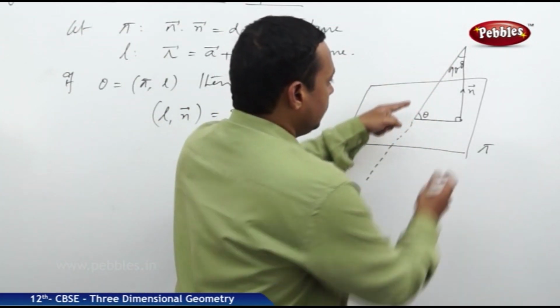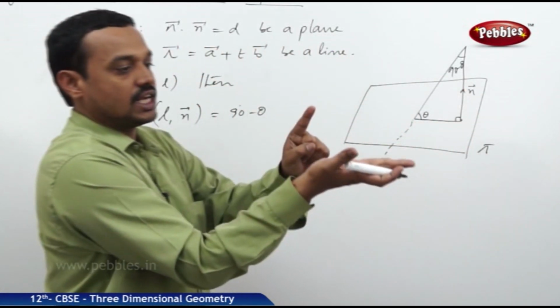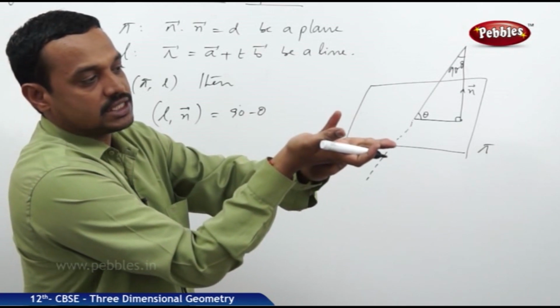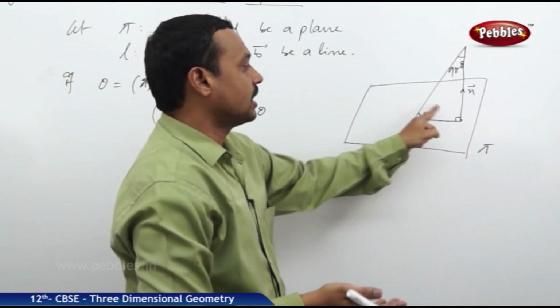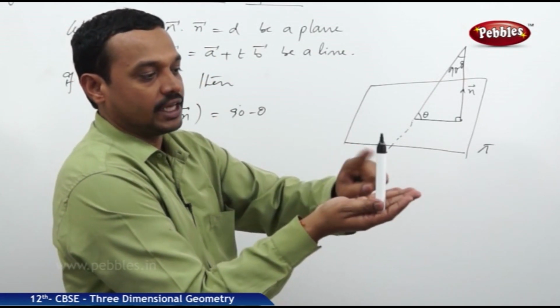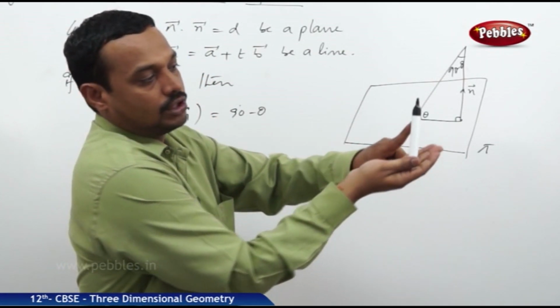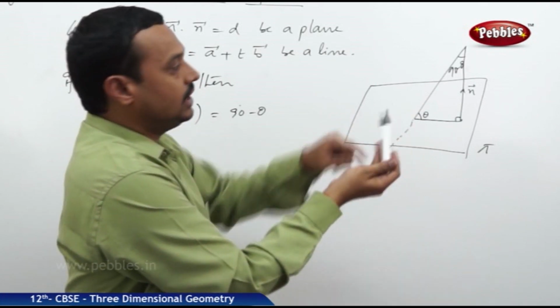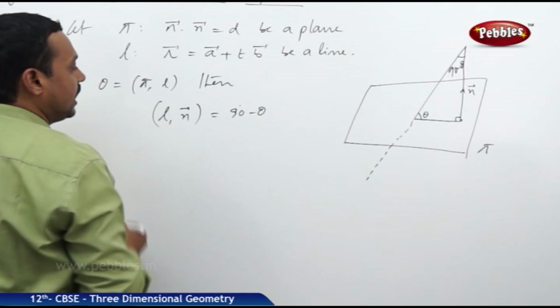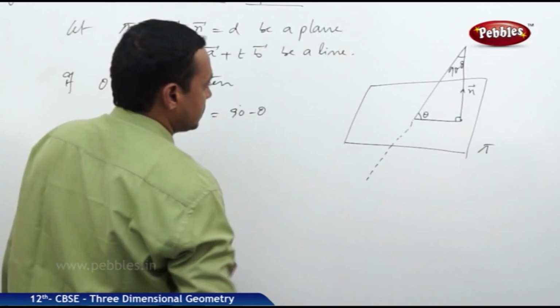So this is the line, and this is the plane. The angle made by this line with the plane is theta. This is theta, and this is the normal perpendicular to the plane, like this. Now this angle here is 90 minus theta. So the angle between L and N is equal to 90 minus theta.